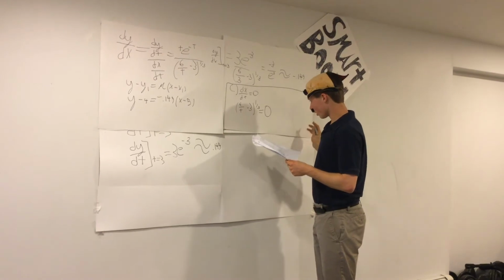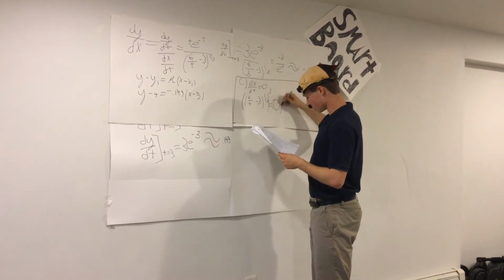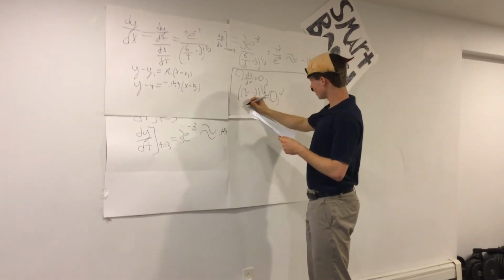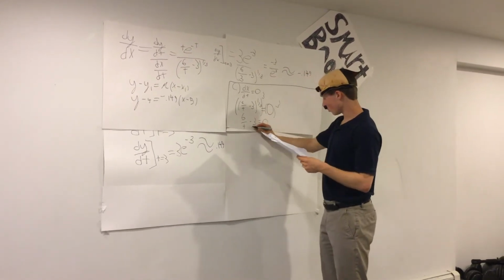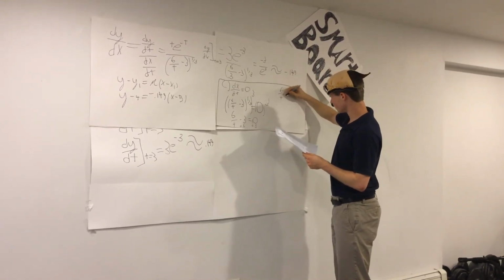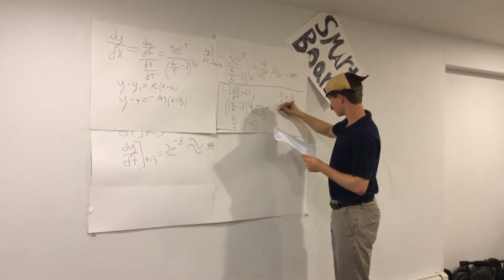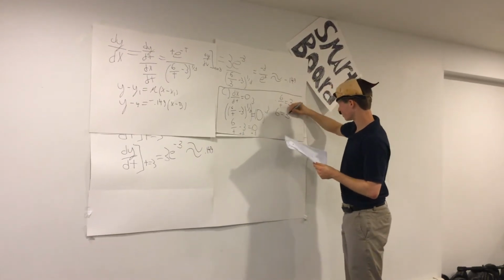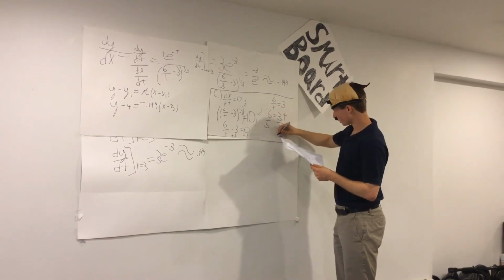Alright, I want somebody to call out the next step. Evan? Okay then. Yes, you cube both sides. 6 over t minus 3 equals 0, add 3 to both sides. 6 over t equals 3, multiply both sides by t. 6 equals 3t. Divide both sides by 3, and t equals 2.